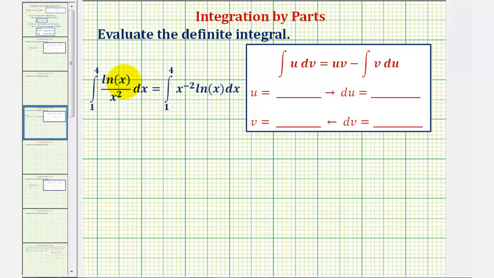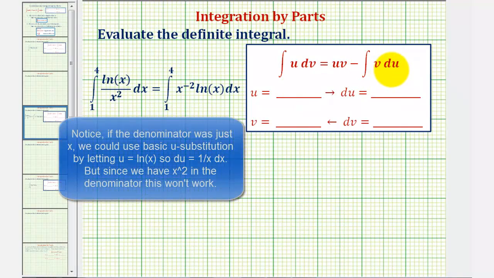We want to evaluate the given definite integral using integration by parts. The integration by parts formula is here. It states the integral of u dv equals u times v minus the integral of v du. So the integral of u dv is difficult to integrate, and hopefully after applying this formula, the integral of v du will be easier to integrate.